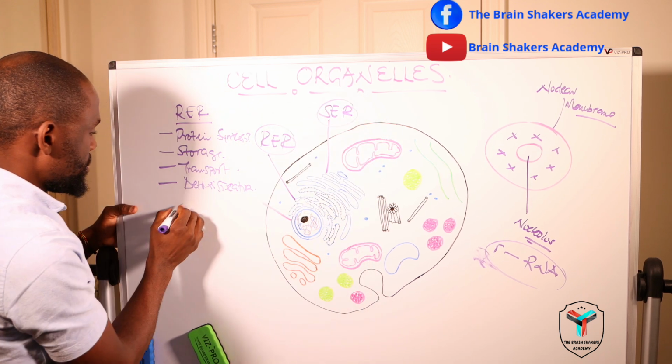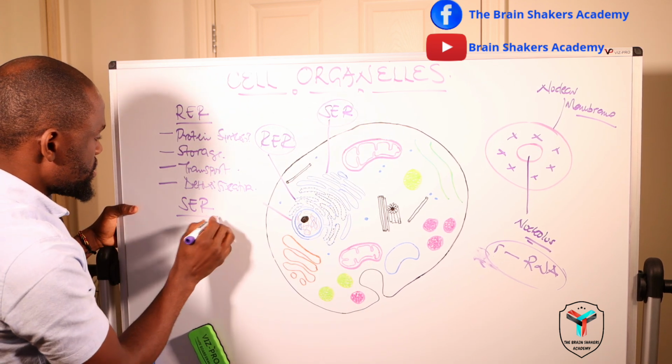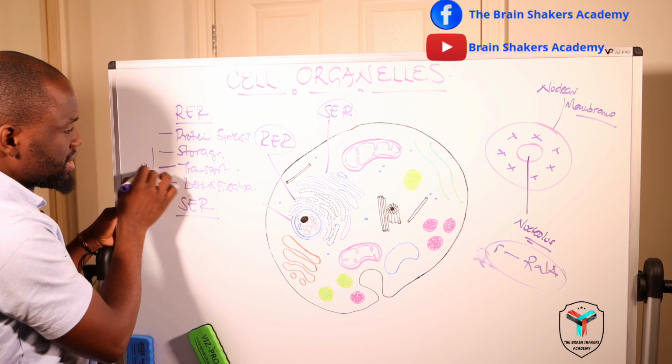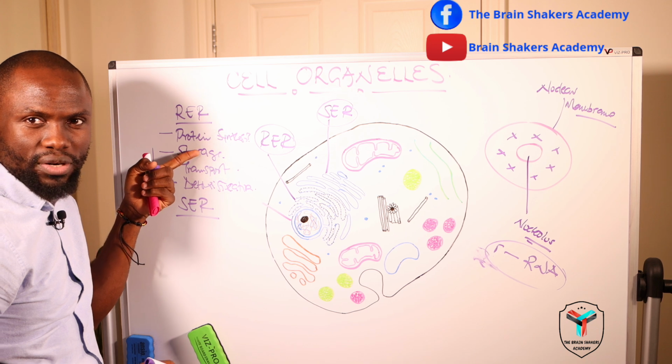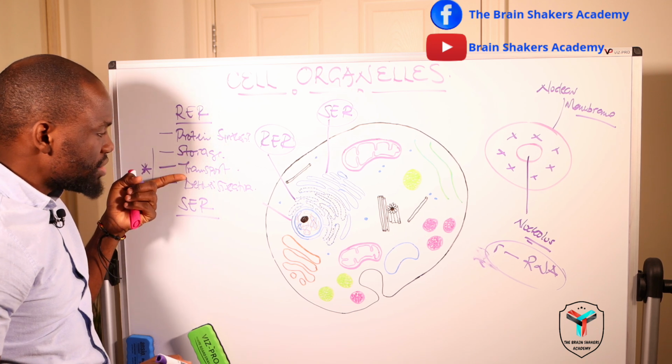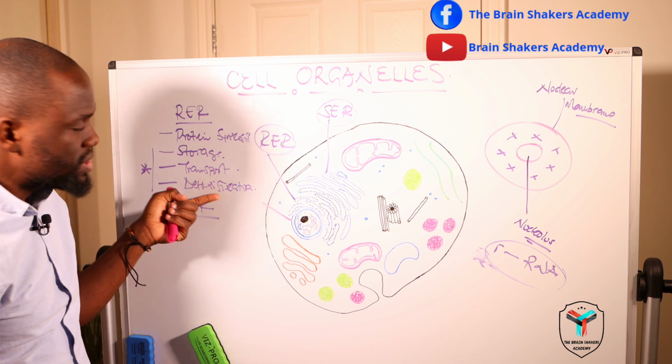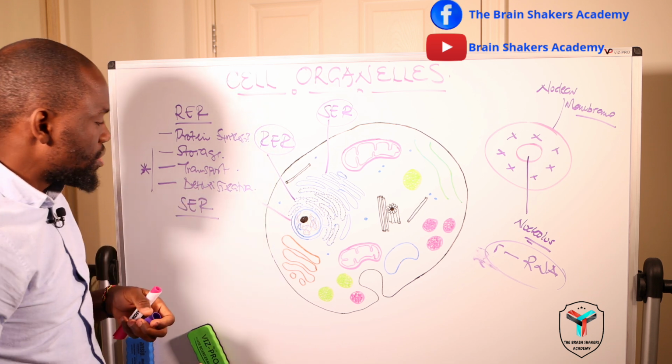So you have the smooth endoplasmic reticulum. The smooth endoplasmic reticulum will have all these other three functions, meaning that it is going to play a key role in storage. It will play a key role in transport. It will play a key role as well in the detoxification of toxins, of drugs and alcohol as well.